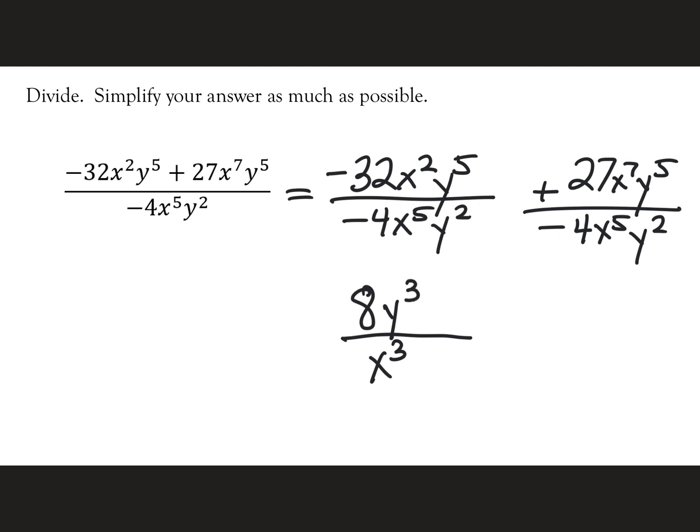All right, next one. Can I simplify 27 and 4? Nope. And it looks like it's going to be negative, so I'm going to say minus. And I'm going to put the 27 here and the 4 here. All right, let's look at the rest of it.